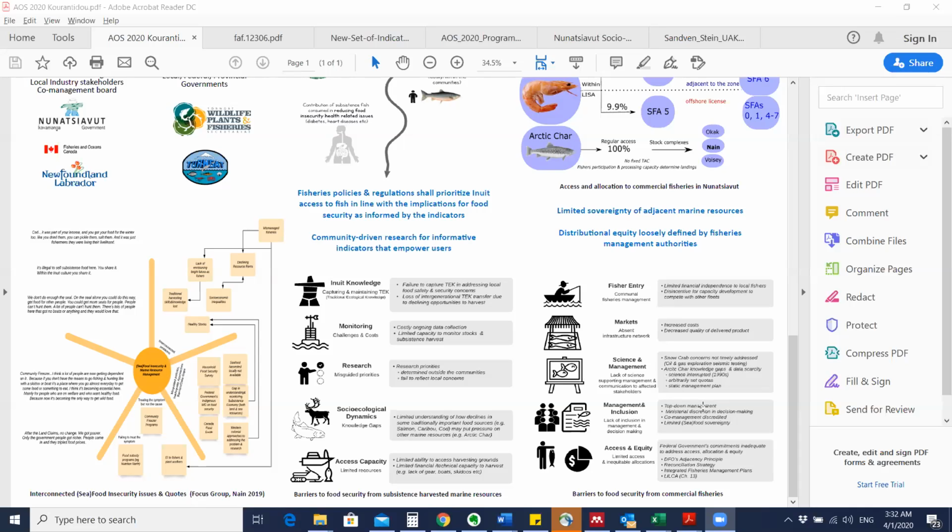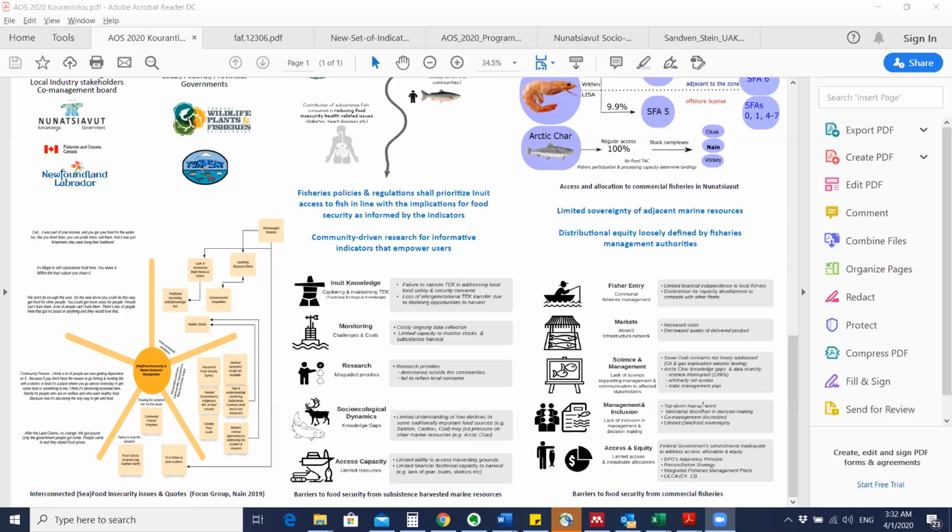So just an example, quotas for the Arctic char, which is a very important fishery in the region, have been arbitrarily set since the 90s, basically, when the science was interrupted. And at the same time, science has not been communicated in a timely manner to rights holders. So we've had a recent example of a spatial overlap of the snow crab fishery with seismic testing.